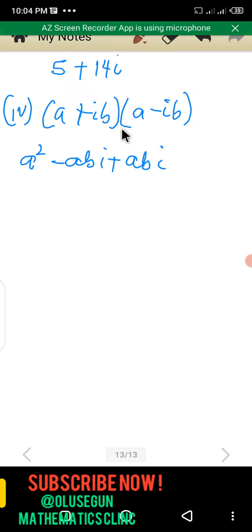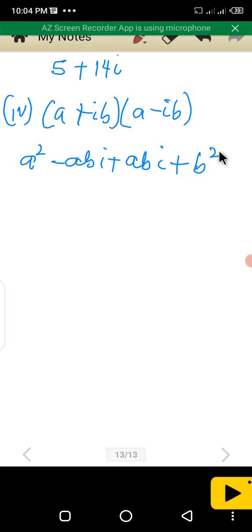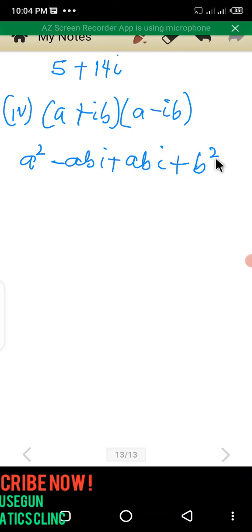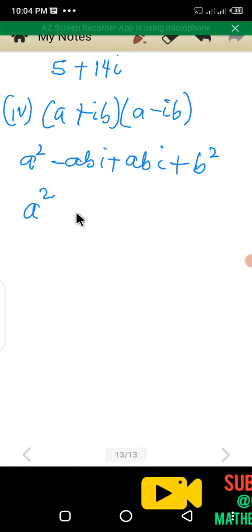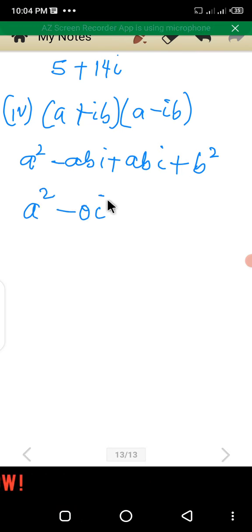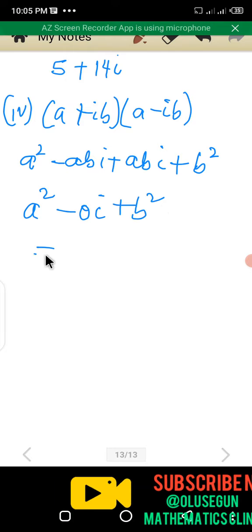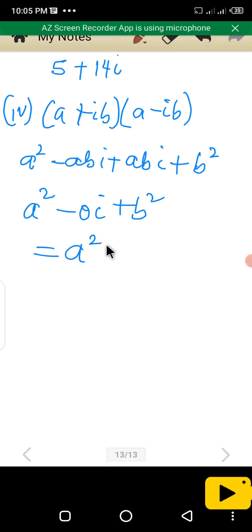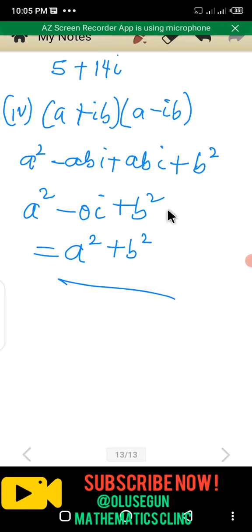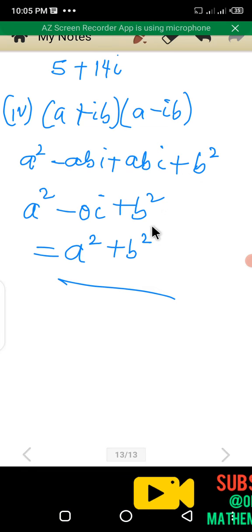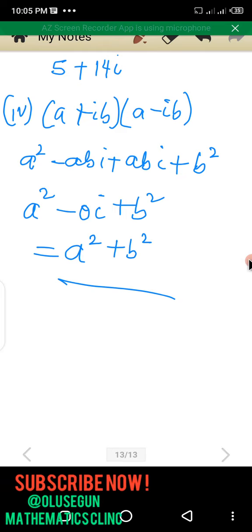I times I is minus 1 already, to give you plus B squared. Therefore, it means A squared minus 0I plus B squared. Therefore, the final answer will be A squared plus B squared. As I have explained earlier, multiplication of complex numbers is more or less expanding a quadratic equation. Thanks.